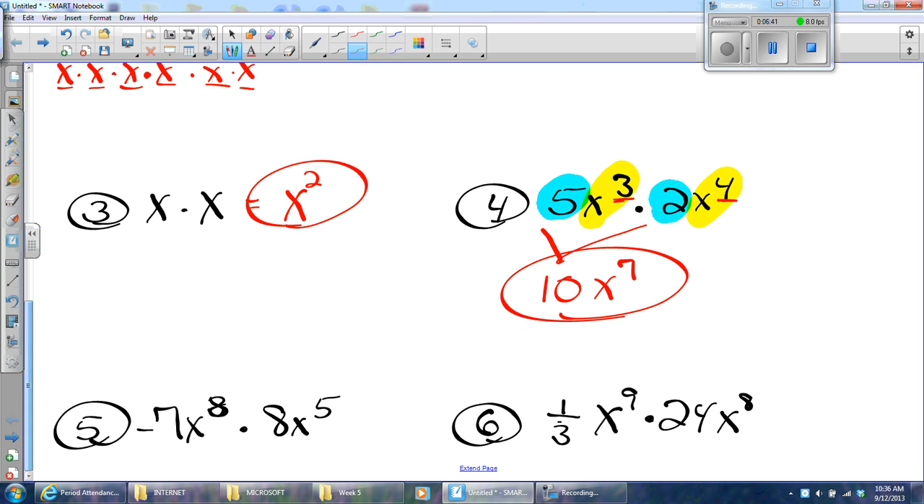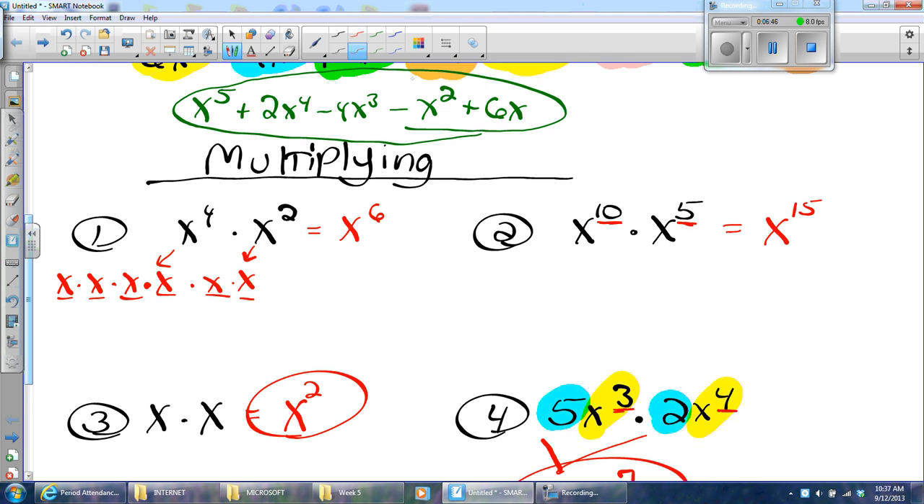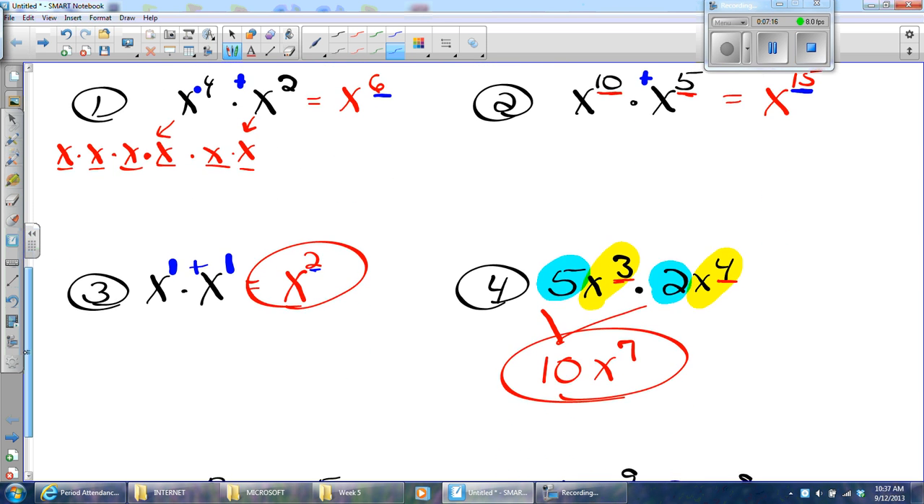All right, let's drop down to numbers 5 and 6. Oh, by the way, did you notice that we had a 4 and a 2 and we got a 6? 4 plus 2 is 6. What's 10 plus 5? It's 15. Are there exponents here? I'll bet there are. There's a 1 here and a 1 here. Well, what's 1 plus 1? It's 2, isn't it? This is not a coincidence. 3 plus 4, and we end up with 7.